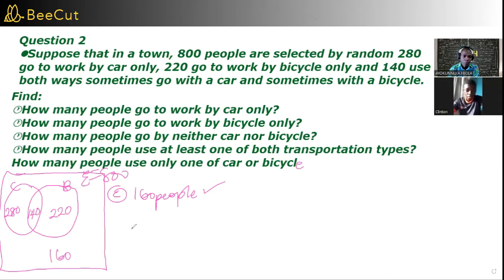Yes, sir. So the people that use at least one, they are the 280 plus 140 plus 220. So take note of that. And that is what we get by getting our 640. So the answer there is 640 people. 640 people.